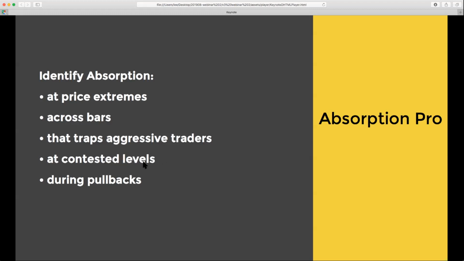A new concept in version 3 is contested levels. I'll have a walkthrough of that. And then we'll move into the pullback analysis, and I'll show you how we can use Absorption Pro as part of pullback analysis to find really good entry triggers and improve our trade timing and minimize our MAE, maximum adverse excursion, how far offside, how much heat we take during a trade. So let's dive into the indicator. We'll go back to the charts. Here we go.